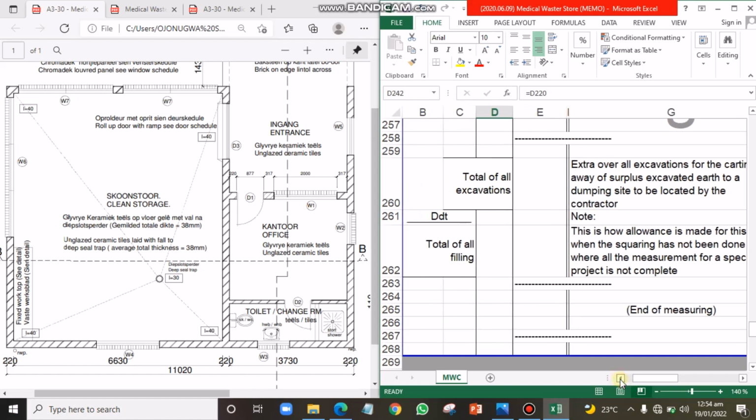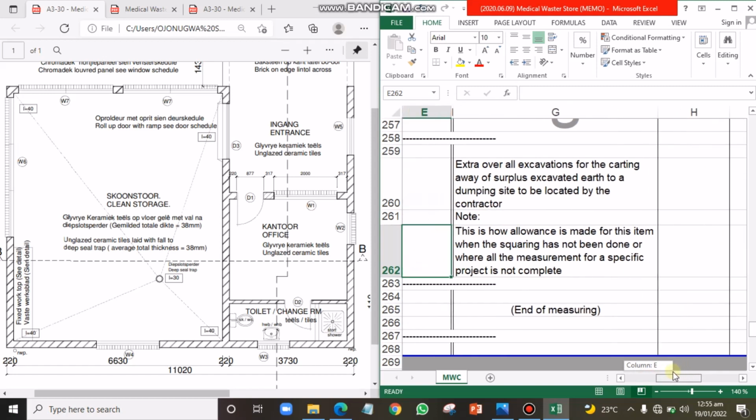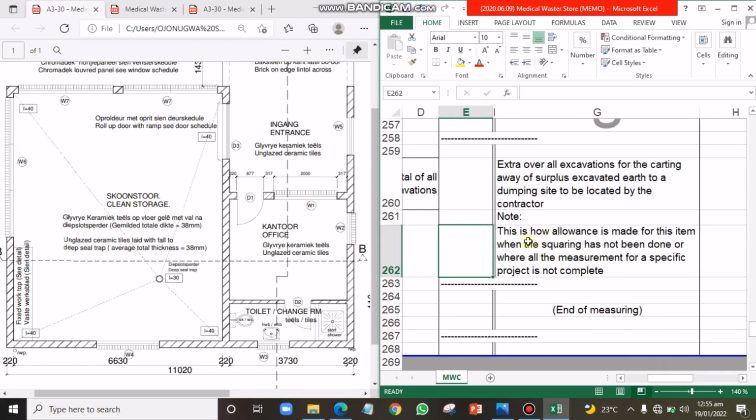So you go back to what we've done already and check for where you have excavation, and then you book it down here. So deduct total of all fillings. So anything you have for total fillings that have been measured, you put it down here as well. That is what this is all about. So when you have done total excavation, you are going to deduct the total filling, and you can read this other note on your own after now.